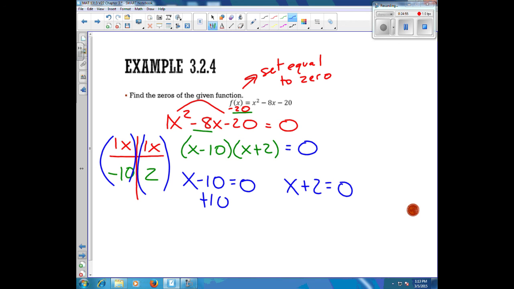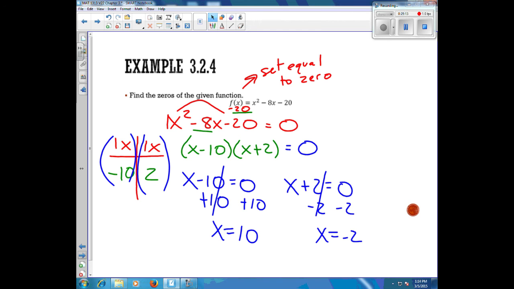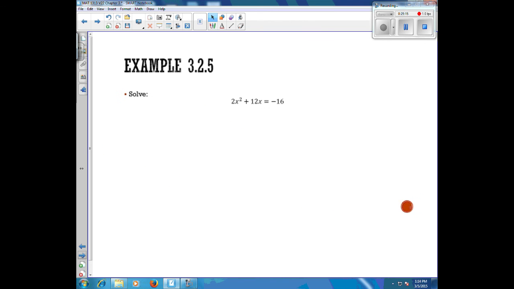Add 10 to both sides. We get x equals 10. Subtract 2 from both sides, and we get x equals negative 2. Those are our two solutions. Those are the zeros of the function. Let's try one more.